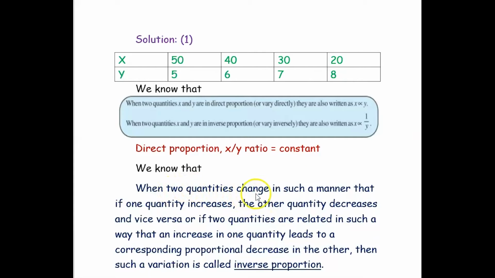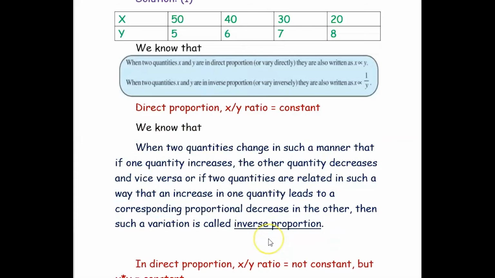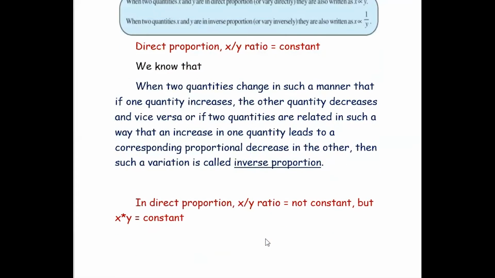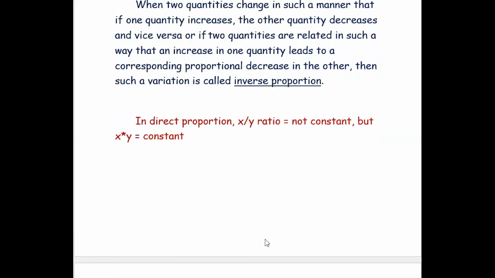When two quantities change in such a manner that if one quantity increases, the other quantity decreases and vice versa, or if quantities are related in such a way that an increase in one quantity leads to a proportional or corresponding decrease in the other quantity, such variation of x and y we will call inverse proportion. With this concept, we are going to check all the three given tables.